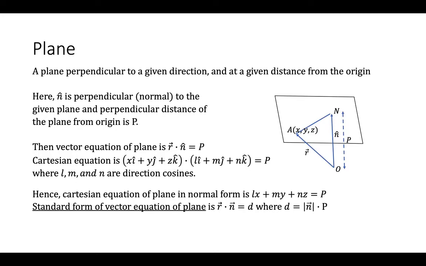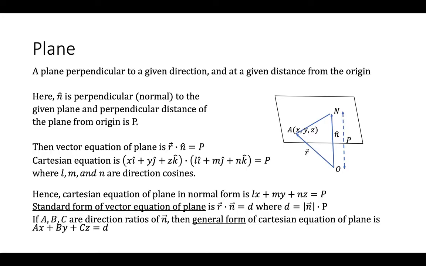The standard form of the vector equation of a plane is vector r dot vector n equal to d, where d equals magnitude of vector n times p. If a, b, c are direction ratios of vector n, then the general form of the Cartesian equation of the plane is ax plus by plus cz equal to d.